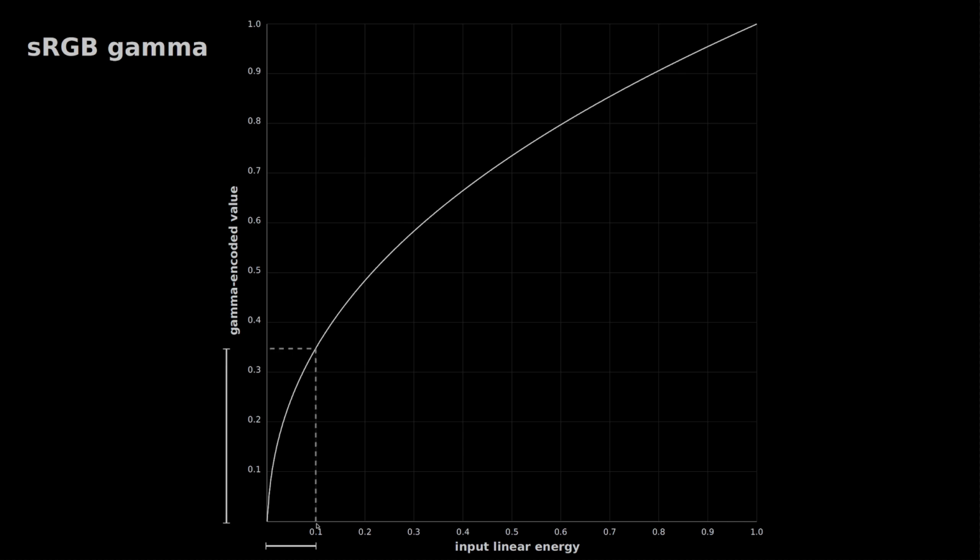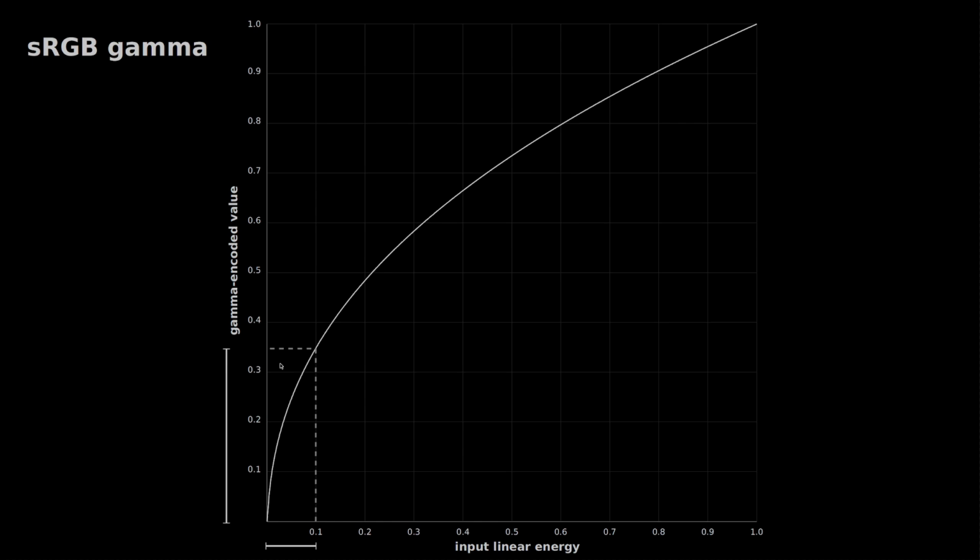And what's nice about this is that if you look at how this is being mapped, 0.1, for example, is being mapped to about a third, right? About a third of the way up. So this very tiny area in the darks is being mapped to a much larger area in the darks in our gamma encoded value. And that's exactly what we want. That means that we have more values here that we can use to represent those dark areas.